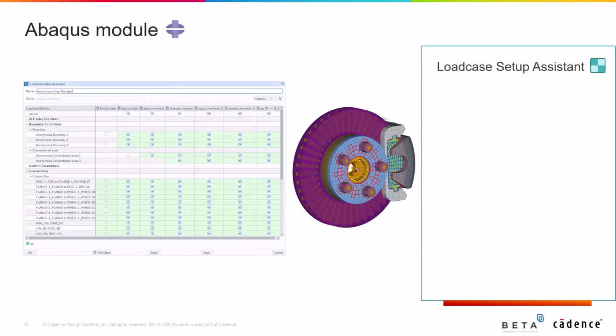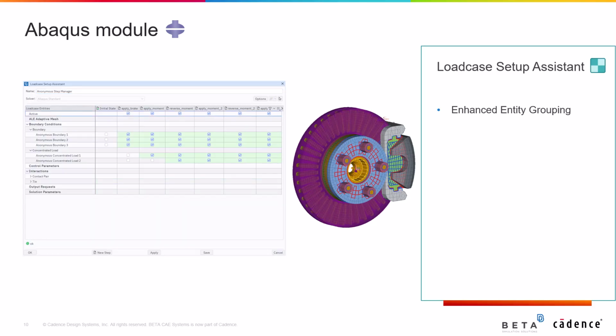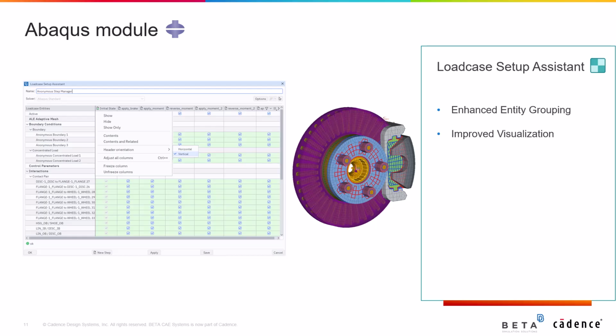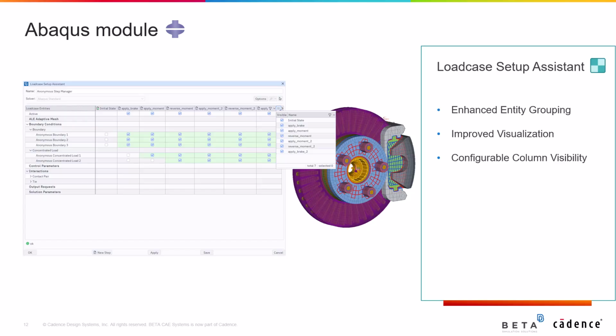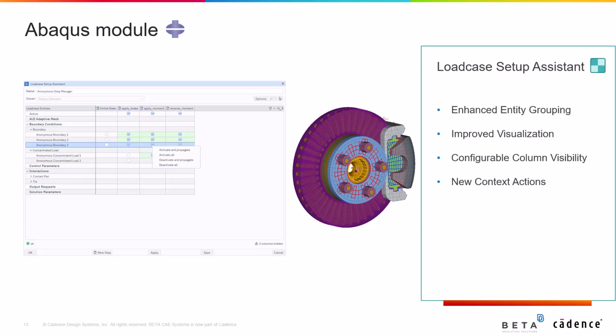In Abaqus module, the Load Case Assistant has undergone significant improvements in data management, making it easier and more intuitive to organize steps and load case entities, greatly enhancing the overall user experience. Load case entity types can now be grouped at a deeper level, enabling better handling of large numbers of entities. Vertical column headers and step separators have been introduced, for a more practical and organized view. Step columns can now be easily shown or hidden using the dedicated Show Hide Columns icon. A new context menu allows activating or deactivating entities across multiple steps, streamlining user actions. Background colors now clearly indicate whether an entity is active or inactive within a step.